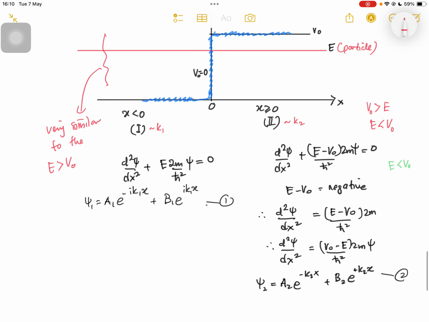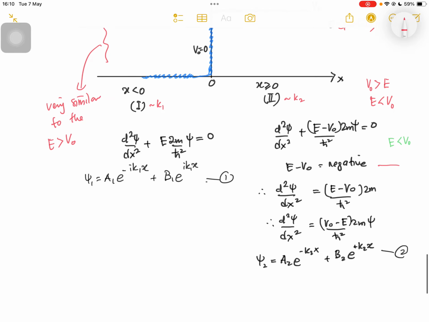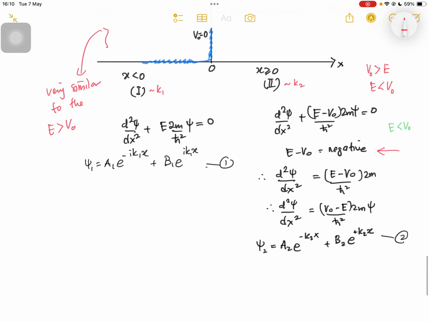So in this case, you have E minus V naught always negative. So it will be different from producing complex roots. You only deal with real roots. So the solutions to this are like that. You don't have i at this point. So your solution for the second region is this.